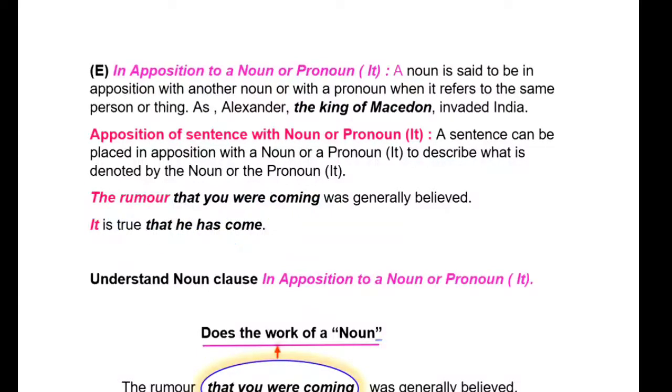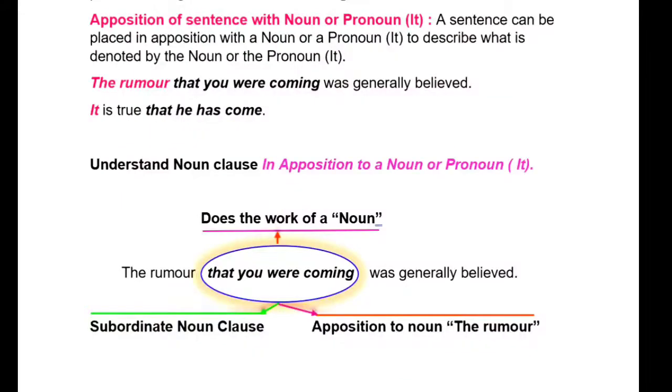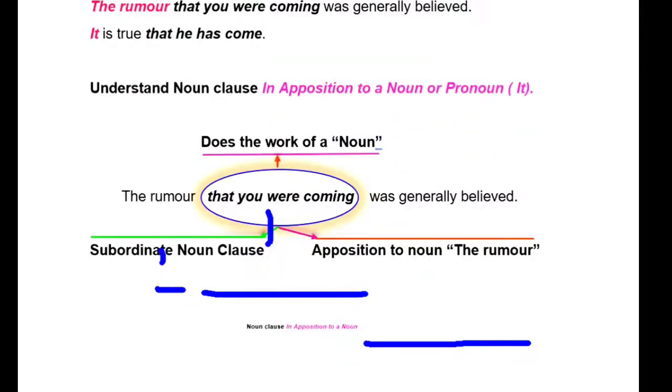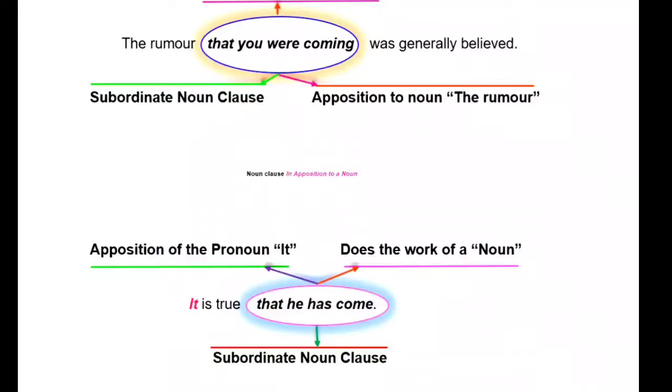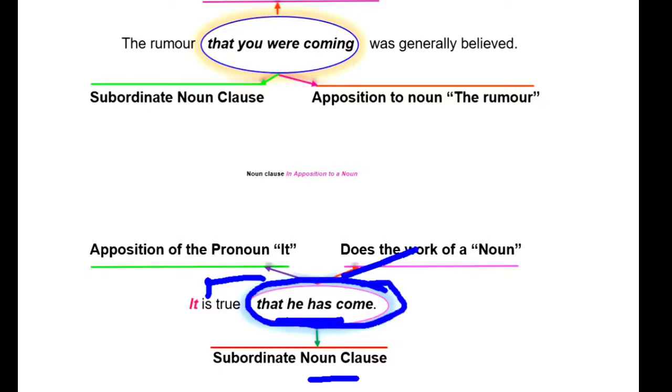Similarly, we can understand from this diagram that the rumor that you are coming does the work of a noun, because it is an apposition of the noun rumor. This is also a subordinate clause. So we can say that it is a noun clause in apposition to the noun rumor. It is true that he has come. Here, that he has come is the noun clause, a subordinate clause. Why? It does the work of a noun because it is the apposition of the pronoun it, and we can say that it is a noun clause in apposition to the pronoun it. Okay, that's it. So this is the noun clause.